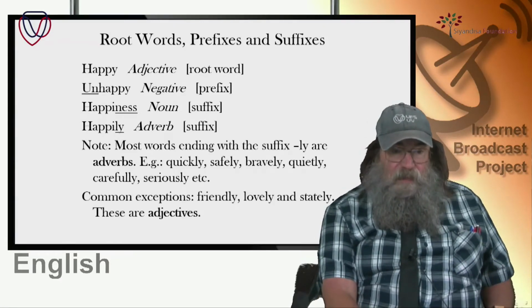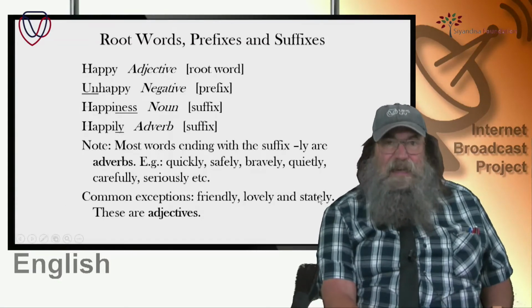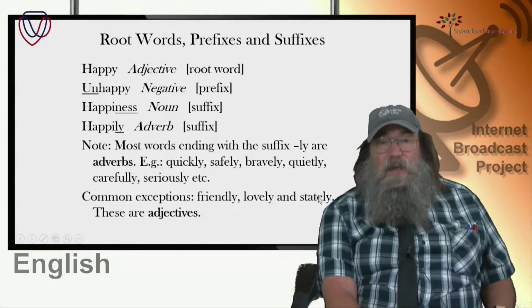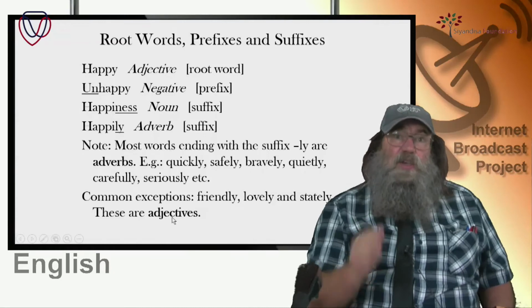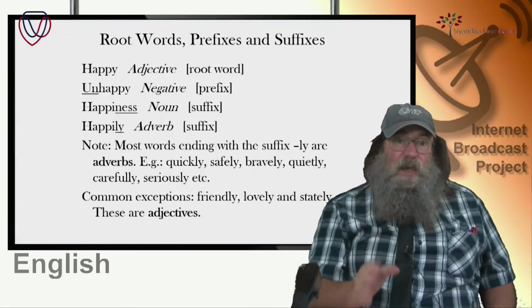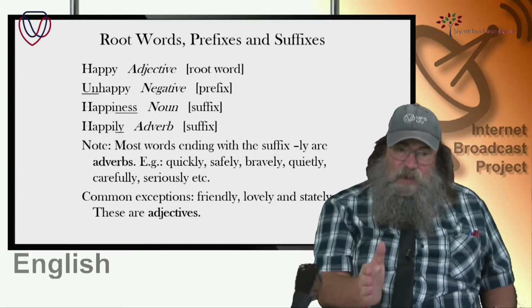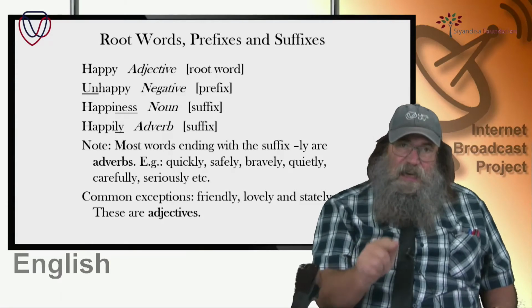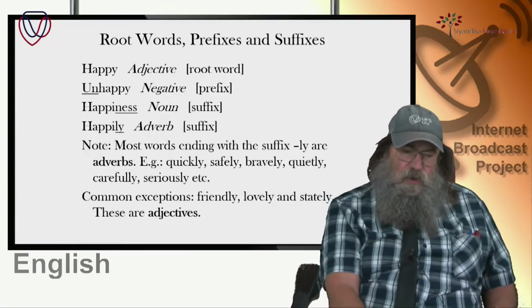You see, there are common exceptions to this rule. Friendly, lovely, stately, quite a few more. You must watch out for that. Those are adjectives. Okay, so ly usually indicates adverb, but not always. You have to check the position and the purpose of that word in the sentence as it is used in order to eliminate any confusion.